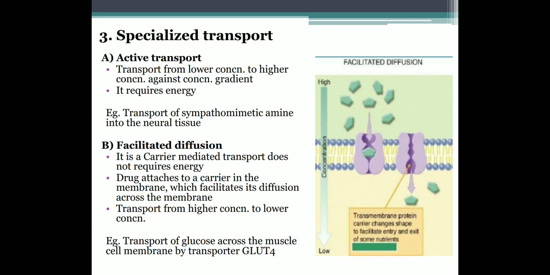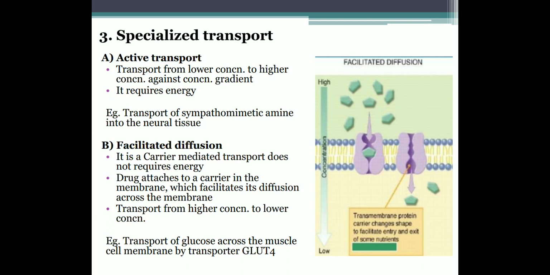Next, specialized transport. It is again classified into two types: active transport and facilitated diffusion. In active transport, there is transportation of a drug molecule from lower concentration to higher concentration, against the concentration gradient. For example, transport of the sympathomimetic amine into the neural tissue.